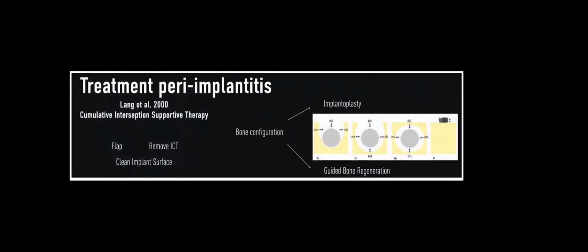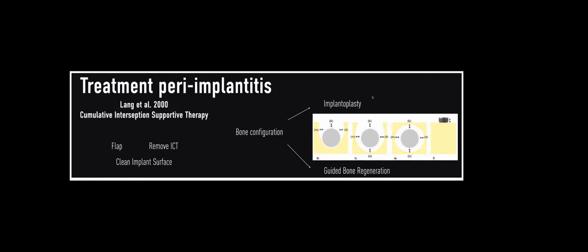And we already have a cumulative interceptive supportive therapy proposal by Professor Lang in 2000. And as far as I know, till today we're still using this same protocol, also in the Netherlands, to treat our cases around implants. So it's actually always the same around peri-implant disease. We need to do a flap. We need to remove the inflamed connective tissue, and we need to try to clean the implant surface. And according to the bone configuration, we can choose for an implantoplasty, which means that we remove the threads of the implant and polish it so that the patient can clean it better.